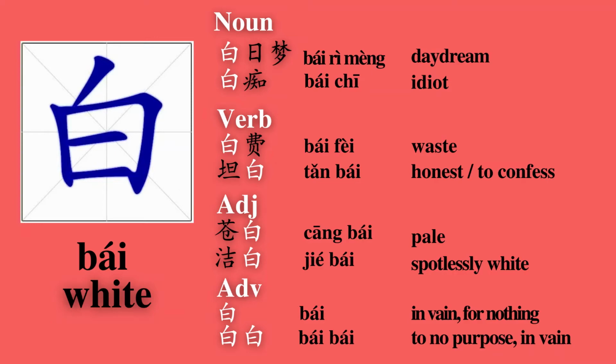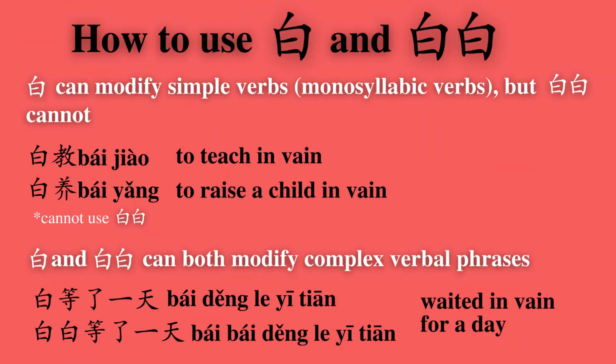Examples of 白 as an adjective. 苍白 pale, 洁白 spotlessly white. Okay, now let us look at 白 as an adverb and how to use it. When using 白 as an adverb, you can use 白 or 白白. These two mean in vain or not getting any result.